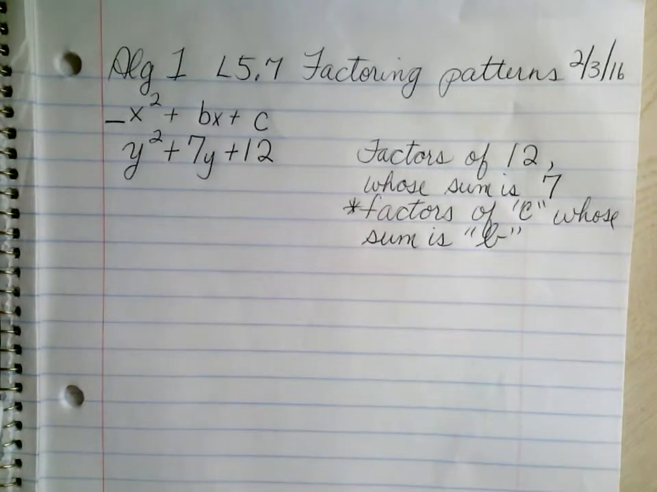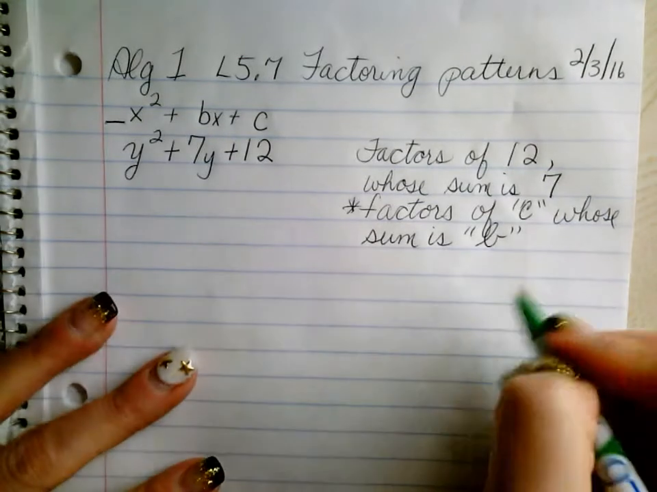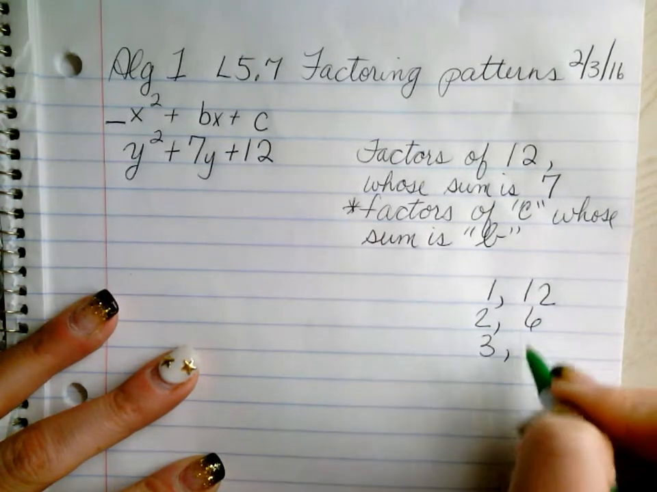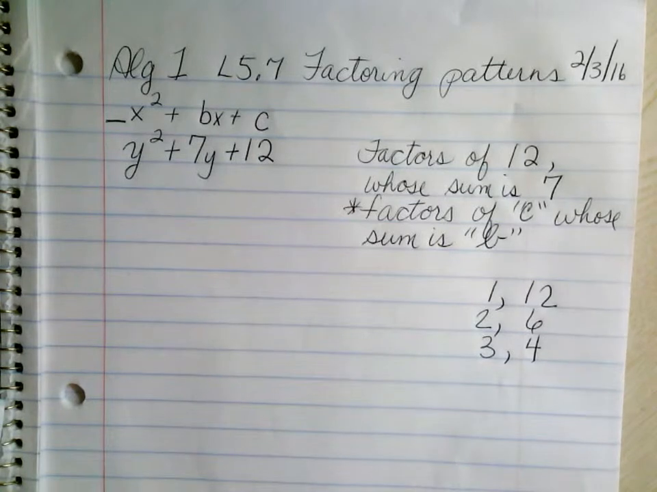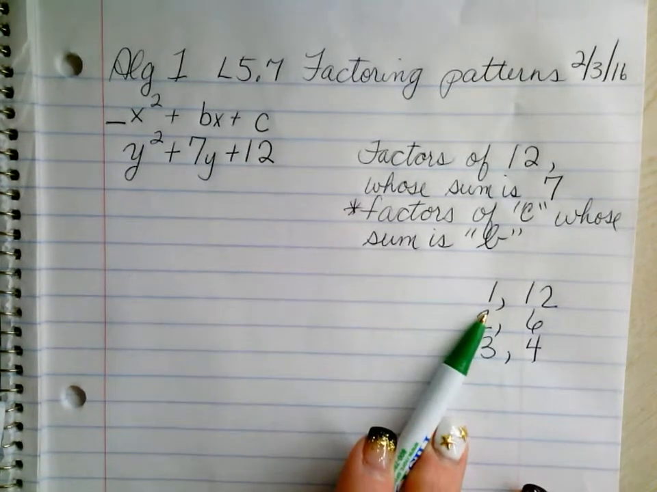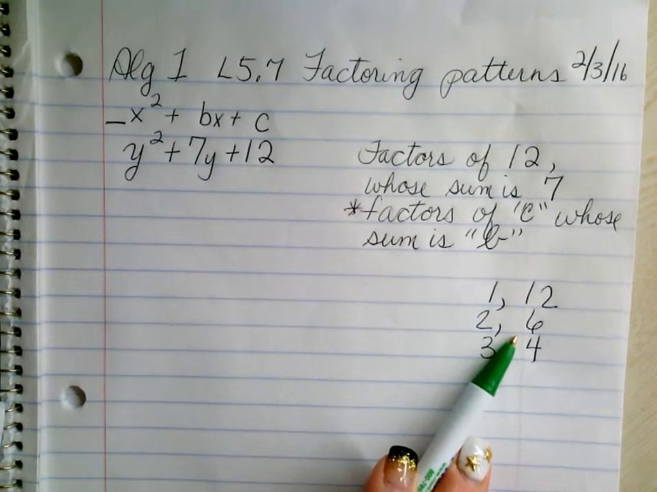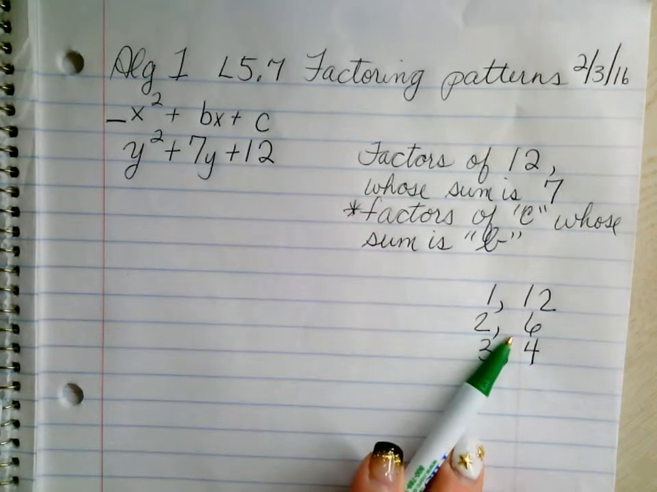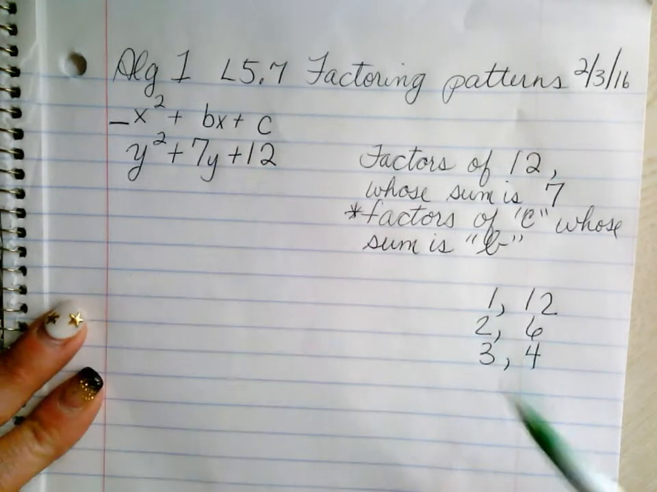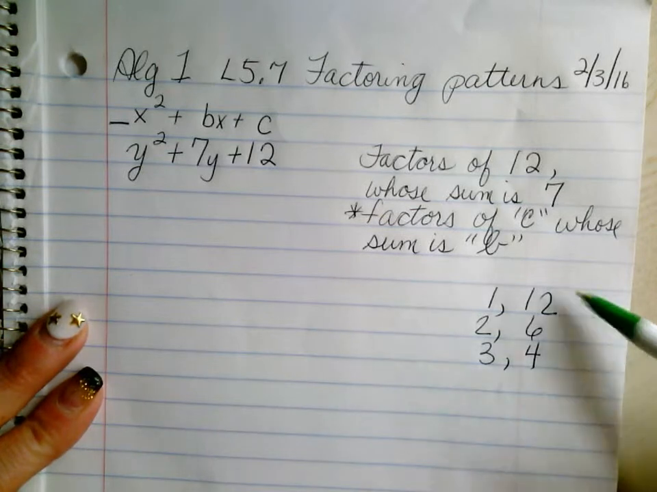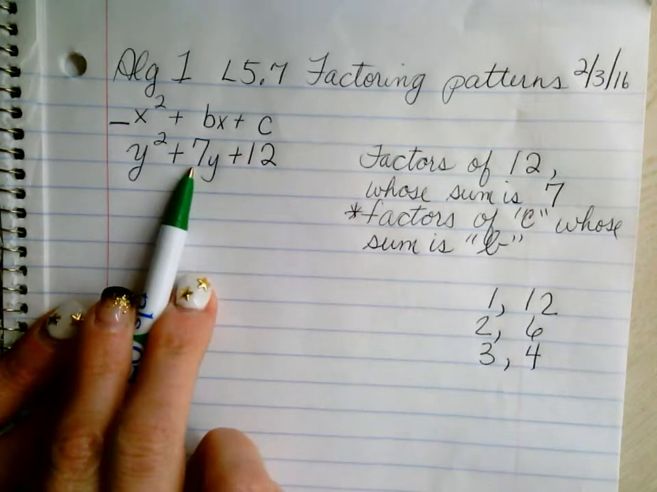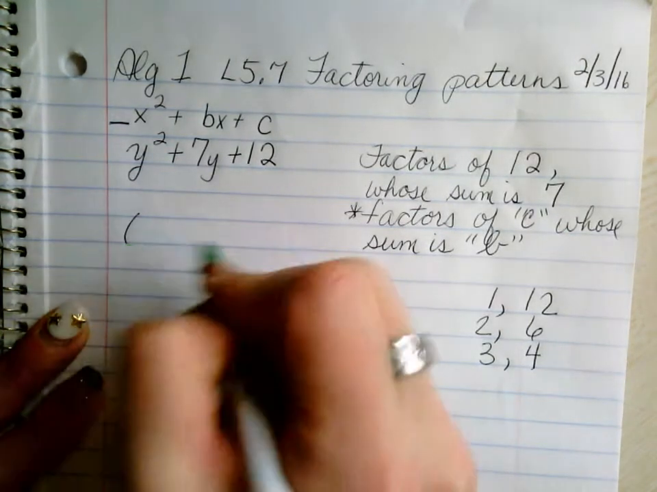Well, let me clarify this for you. Factors of 12 are 1 and 12, 2 and 6 in either way, right? 3 and 4, okay? And in order to create a positive, I can either have negative, negative, or positive, positive, right? I'm not going to list it twice. You guys know that. Now, factors that give you a positive 12 when multiplied, all of these options. But which of these options, when added together, creates 7? 3 and 4.